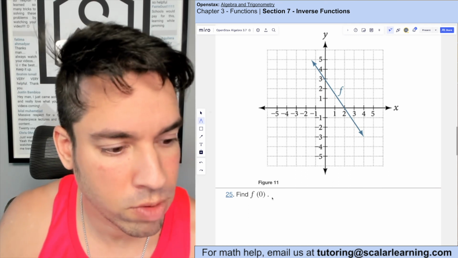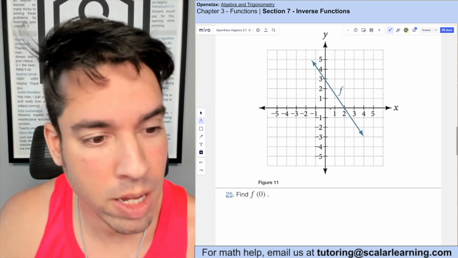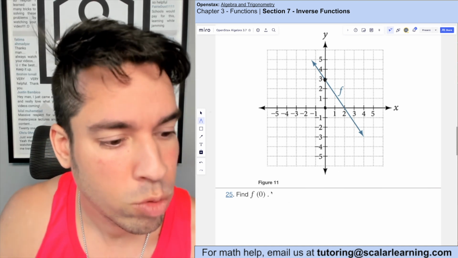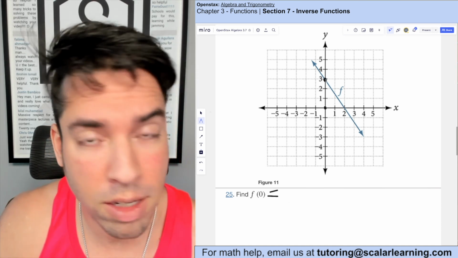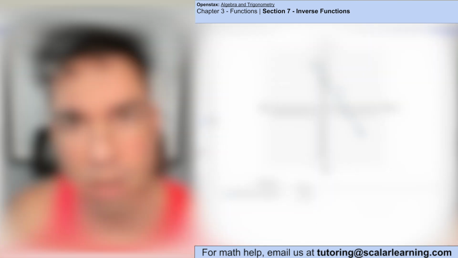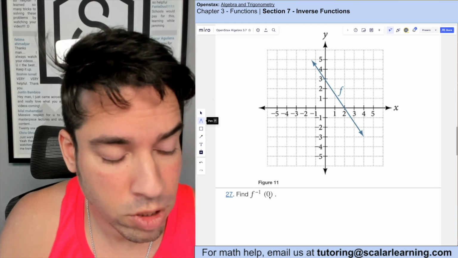So what does f of 0 mean? It means what is the function value when x equals 0? So that looks to be right at this point, which means that f of 0 is a function value, aka a y value of 3. Boom, done. So here we're trying to find f inverse of 0.